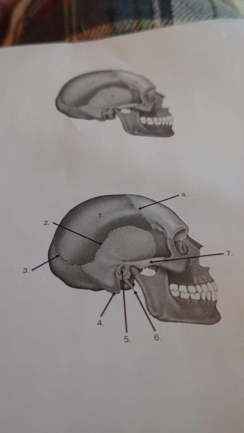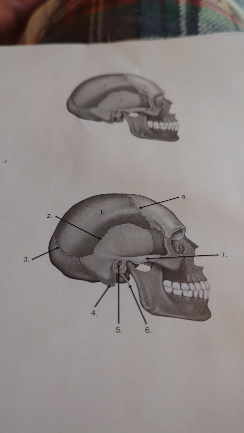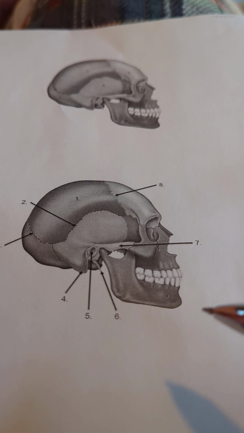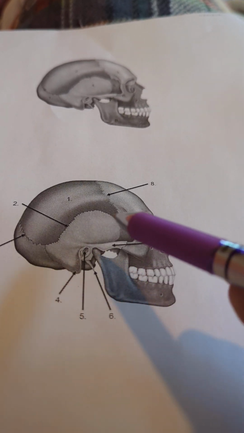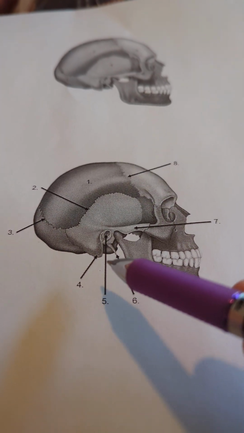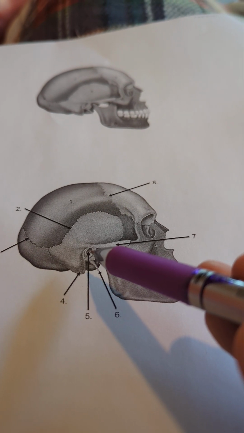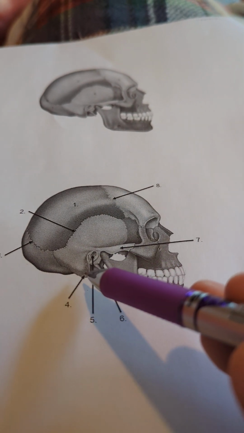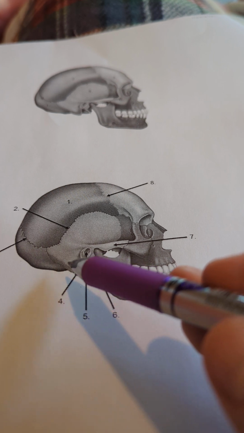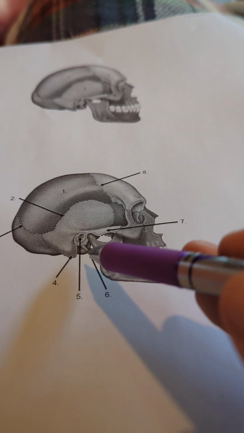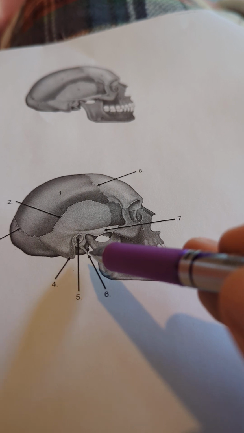On this next picture, you can see some more things labeled. Let's start out with some of the parts of the temporal bone. So temporal bone was this bone here. Number 5 there, that's the external acoustic meatus, where your ear would be. 4 is the mastoid process. It's a little more massive than the other process, which is this pointy little styloid process, number 6.